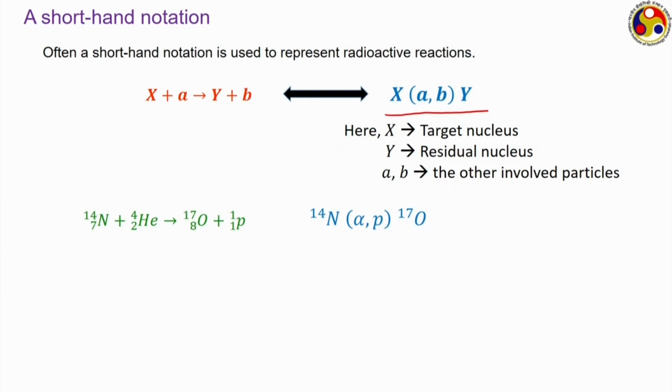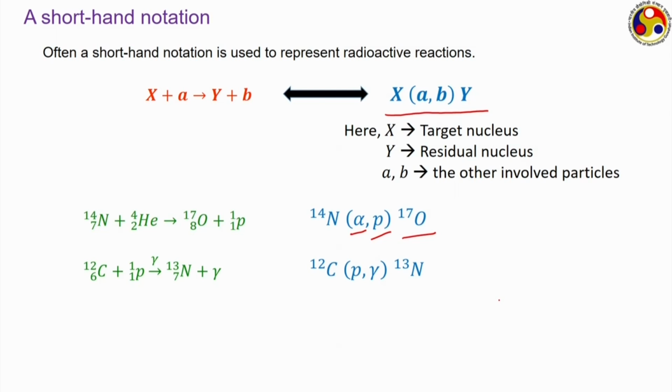Say this particular example: here nitrogen 14 is the parent isotope, so that is the X, oxygen 18 is the daughter isotope, so that is the Y, and here on the left hand side we have an alpha particle. So, a is the alpha particle and we have a proton on the other side. So, b is the proton. Let us see this particular example. Here C12 is the parent isotope and N13 is the daughter isotope. We have a proton on the left hand side and a gamma photon on the right hand side.